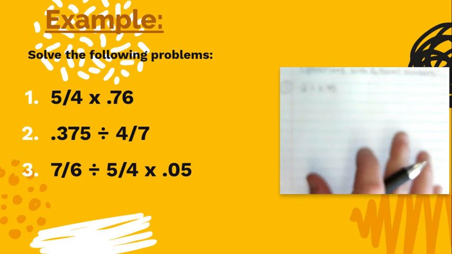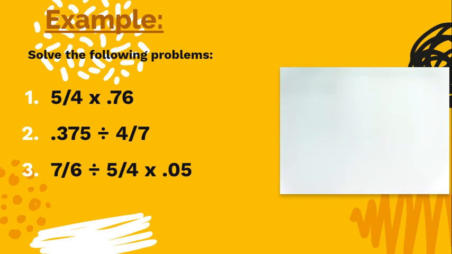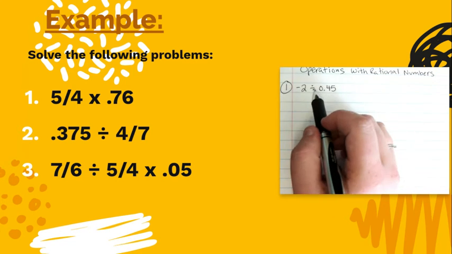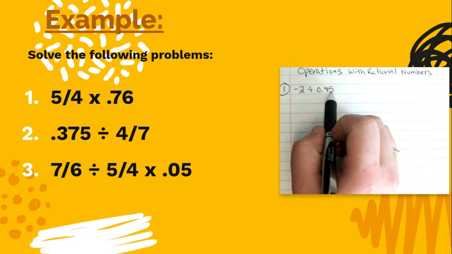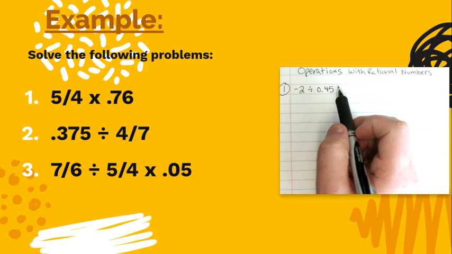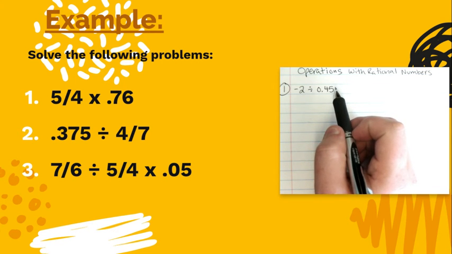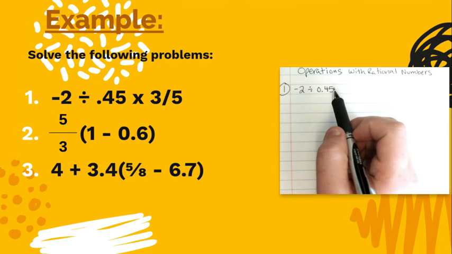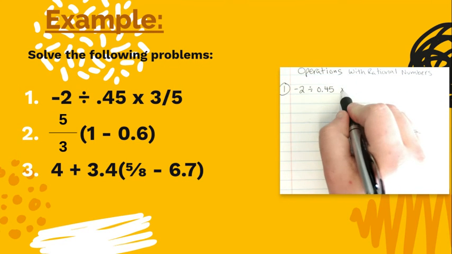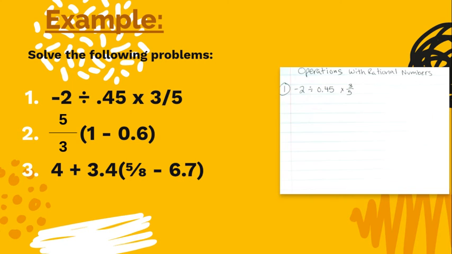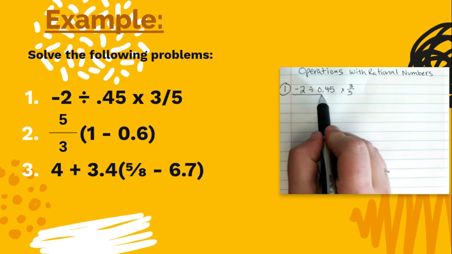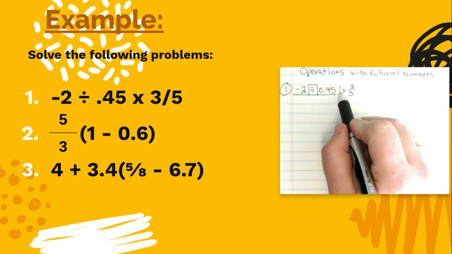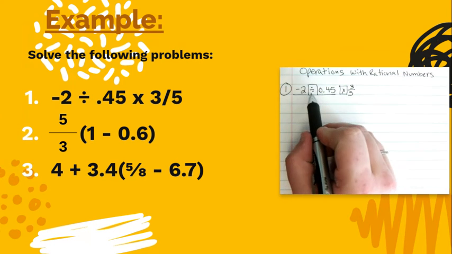Let it focus. There we go. Okay, so negative 2 divided by 0.45, times 3/5. So they're already basically in decimal form. Okay, so we're going to do our division first because we do multiplication and division first. And if I have multiplication and division, I'm going to do whatever comes first, and that's my division.